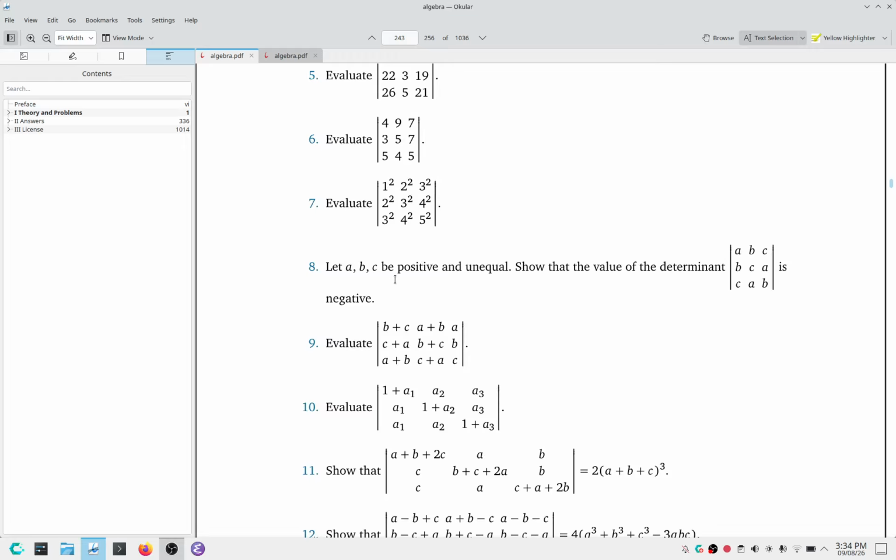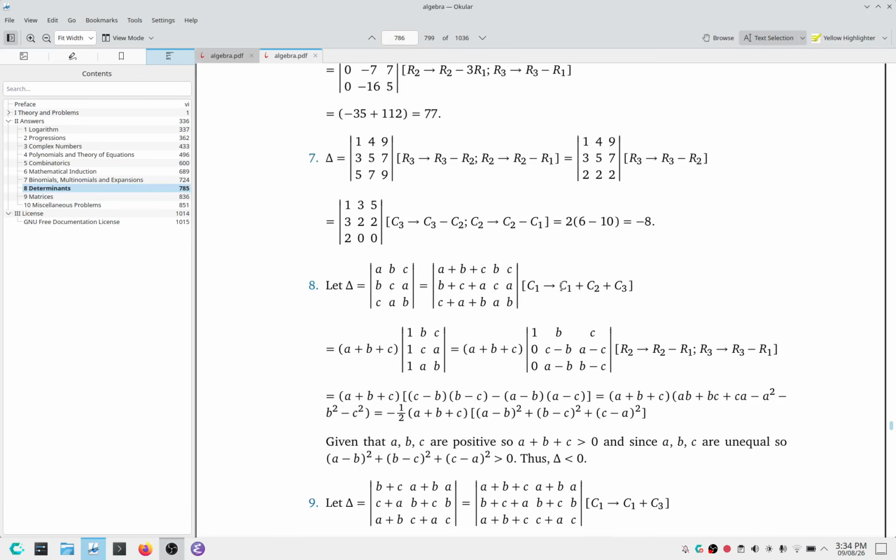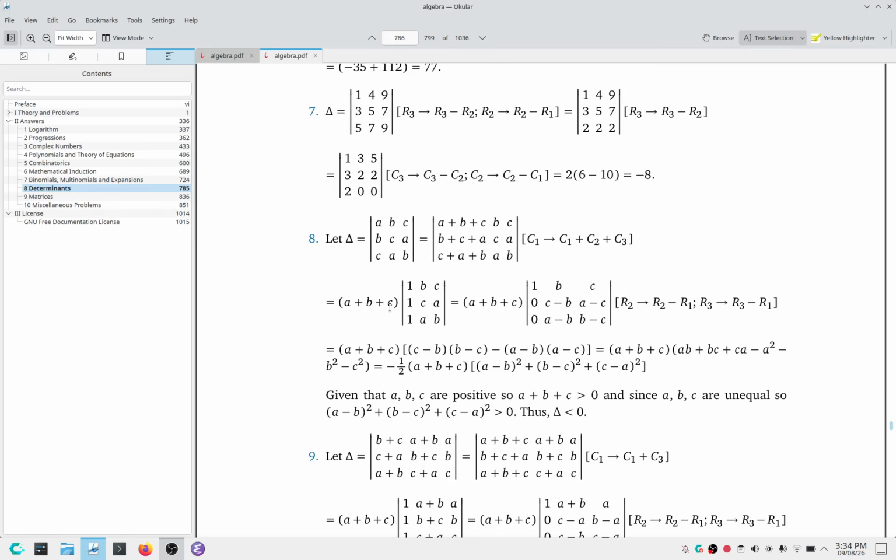Question 8 says let a, b, c be positive and unequal, show that the value of the determinant with rows a, b, c; b, c, a; and c, a, b is negative. So what we do is C1 = C1 + C2 + C3. We get a + b + c in the first column. The other two columns remain the same. We take out a + b + c. So we get rows 1, b, c; 1, c, a; and 1, a, b.